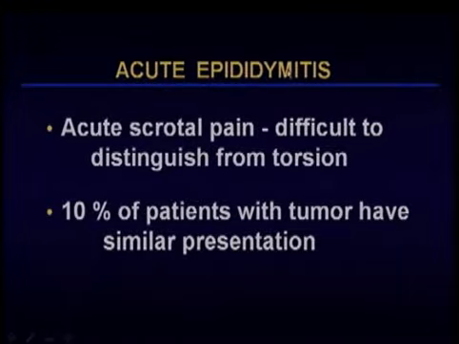How about the differential for acute epididymitis? It can be difficult sometimes to distinguish from torsion. And you say, how could that be? Well, acute epididymitis can come on relatively rapidly, which is why sometimes torsion enters into the differential. And people who have tumor can also have concurrent inflammation associated with it.